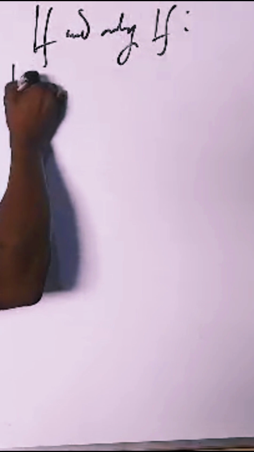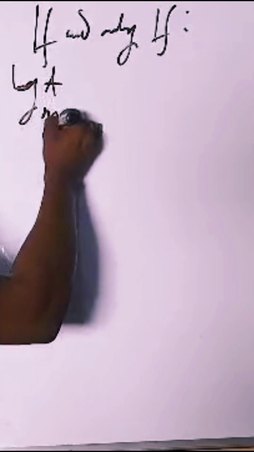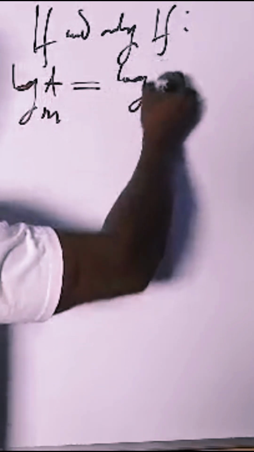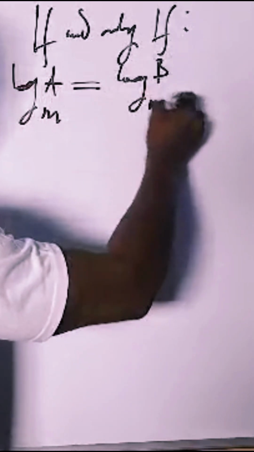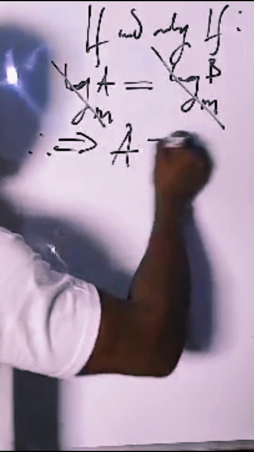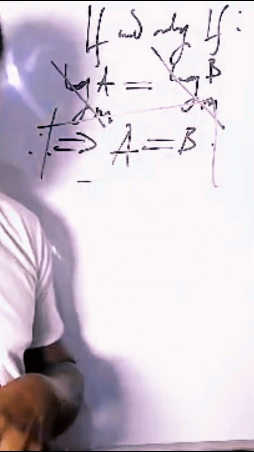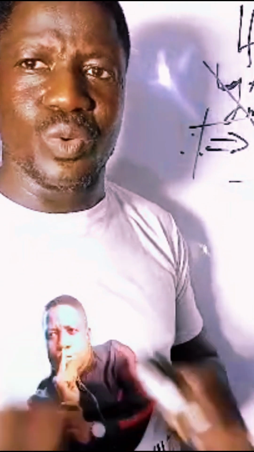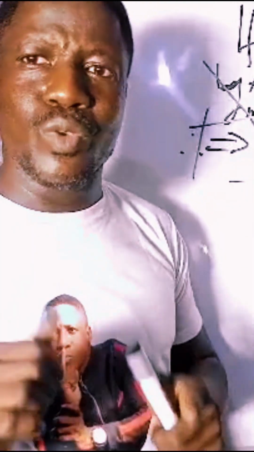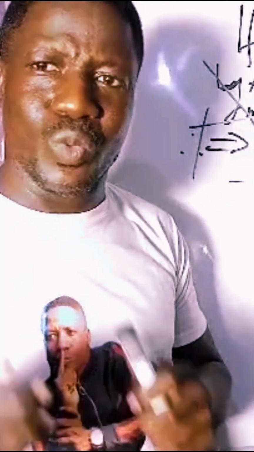the 10th conditional logarithm statement says that if and only if the log of a to base m is equal to the log of b to base m, then the log to base m here will strike this. Therefore, it is true that a is equal to b. So this is what we intend deriving. The task in this particular video is to authenticate that indeed, if log a to base m is equal to the log of b to base m, automatically a is equal to b.